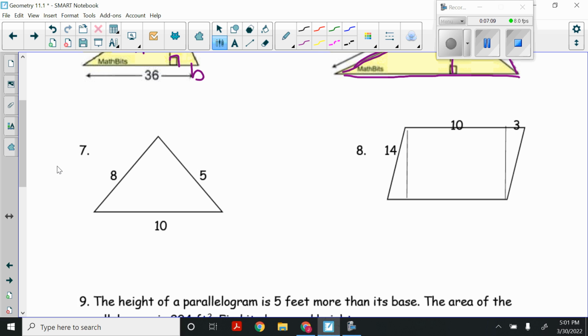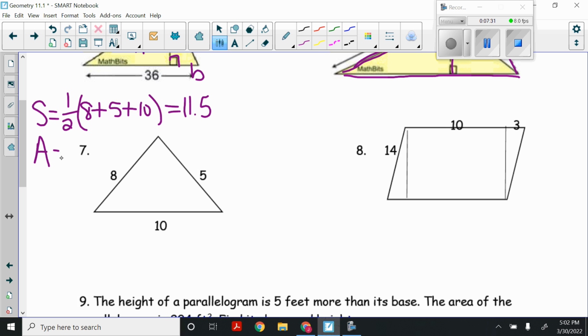Very first thing we want to do is find S. So remember in Heron's formula we said that S was equal to the perimeter cut in half. So half my perimeter. Perimeter, remember, just means add up the 3 sides. So 8 plus 5 plus 10, and then cut that in half. So here I get that my S is 11.5 on this problem.